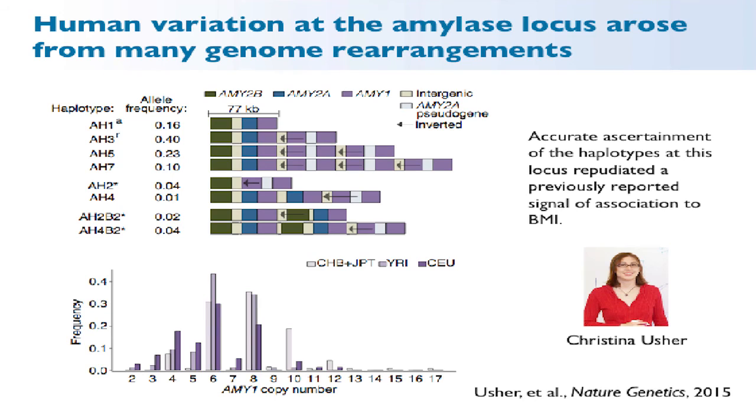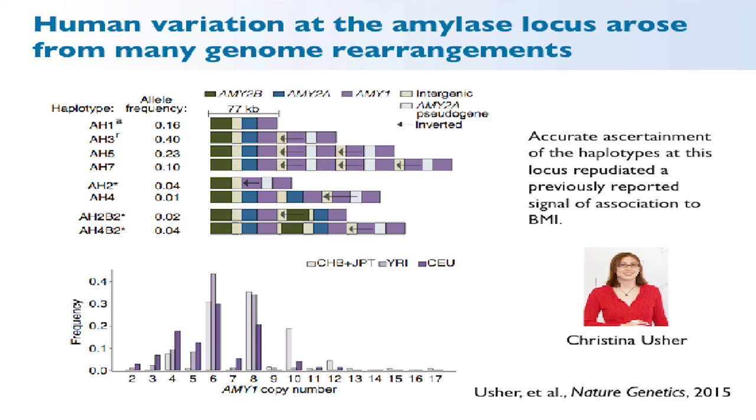Similarly, Christina Usher, a grad student in Steve's lab, worked on the amylase locus. And amylase is striking because if you look at the bottom down here, you can see that amylase exists in up to 15 to almost 20 copies in different individuals. And it has this other unusual pattern in that most people have an even number of copies of the amylase 1 gene and not an odd number. And this actually derives from the fact that there's this repeating unit that is getting expanded and contracted at amylase, but that repeating unit has 2 copies of amylase 1 in it. So that's why you get this spiky distribution of copy number of amylase 1.